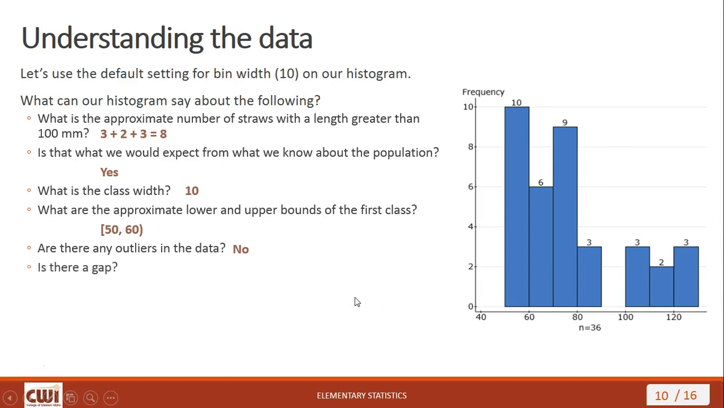Is there a gap? Well, I should hope I don't have to pause too long for you to answer that question. Yes, there is a gap. As we noted earlier, it's our indication that we have two separate populations in our data set. What might explain the presence of this gap?